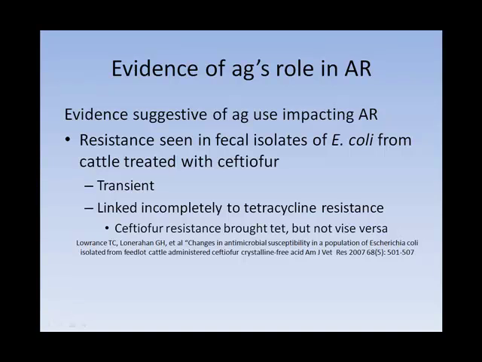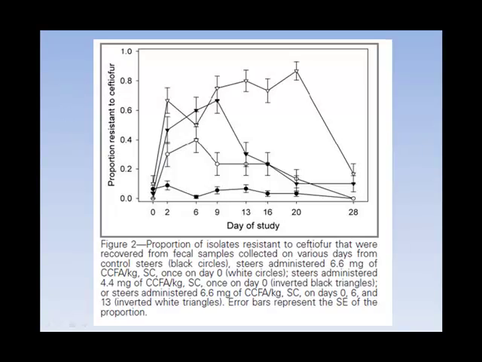This was a study done by Guy Lonergan's group down at West Texas A&M. They treated cattle with ceftiofur. They had a control group, and then a group treated once, and then twice, and then 3 times. This was a sustained acting product that they were looking at. And sure enough, when you treat the cattle, the E. coli that you get in their feces is going to demonstrate resistance to ceftiofur. That was transient, and it declined over time. But what you saw was an incomplete linkage to tetracycline resistance. If you gave the animal ceftiofur, you saw resistance to ceftiofur and tetracycline emerge.